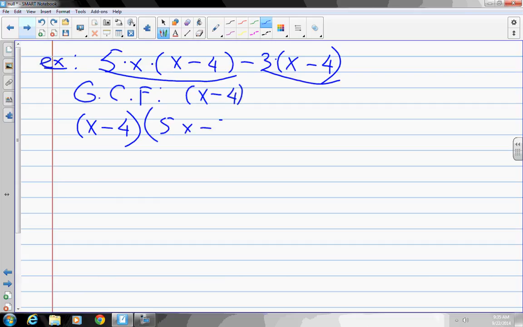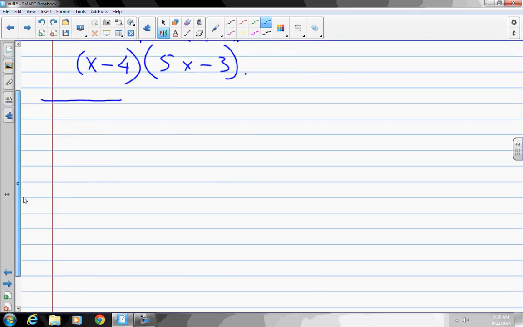5x minus 3. So that's about that. Question? Yeah, so it's just like the smiley face. You found the common thing, you take that out. Does that make sense? What if I do this one?